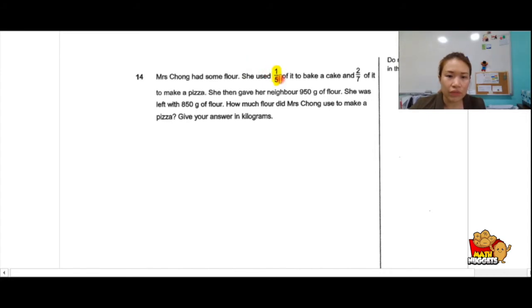Question 14, she used 1/5 of it to bake a cake and 2/7 of it to make a pizza. Then she gave her neighbor this, and she was left with this. So we want to find how much did she use to make the pizza in kilograms. Okay. So check the two fractions, 1/5 of it and 2/7 of it. It's both referring to the same whole, referring to the flour. So we're going to change to the same denominator, 1/5 and 2/7. So change denominator to 35. 1/5 times 7 is 7 out of 35, and 2/7 times 5, 10 out of 35.